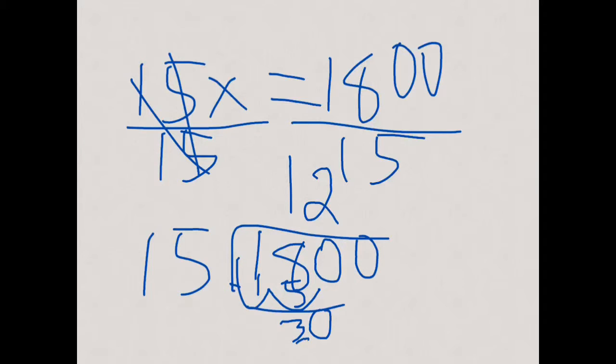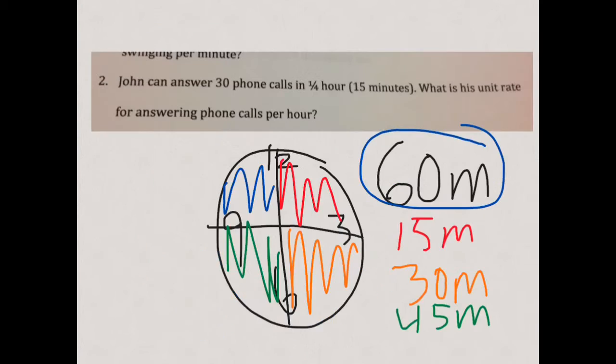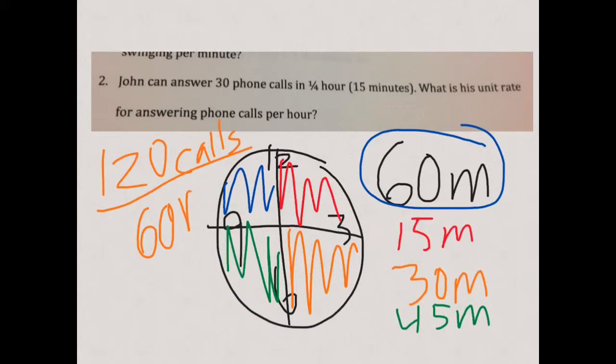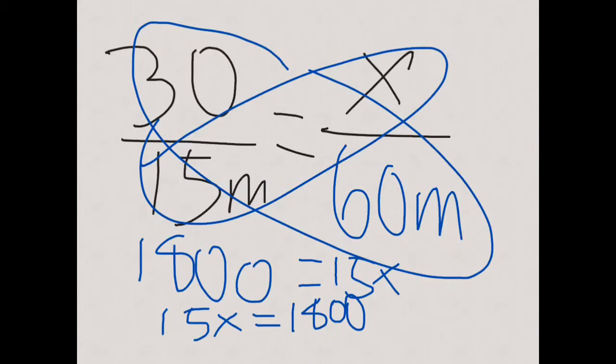2. That's also 30. See if I can get it to fit in there. 0. Drop this other 0. Now 15 goes in there 0 times. Don't forget that last 0, because we're dividing into 1800. So what we have is he can answer 120 calls in 60 minutes. But again, let's look at this problem, ask ourselves a question.